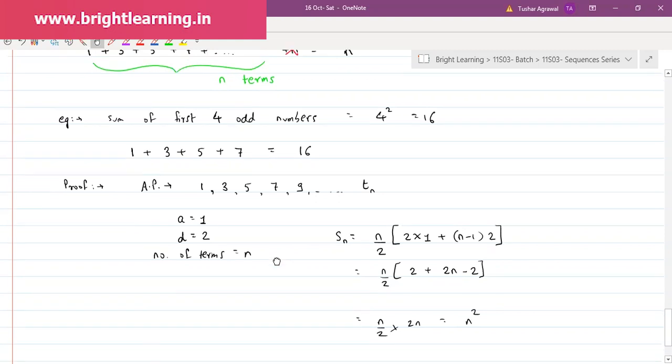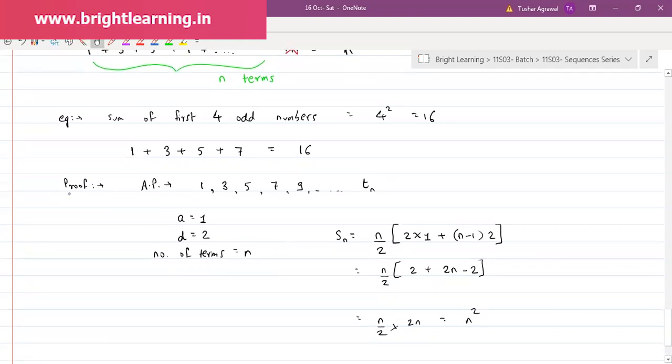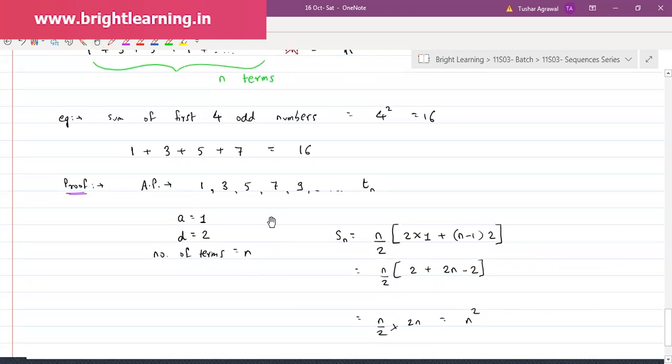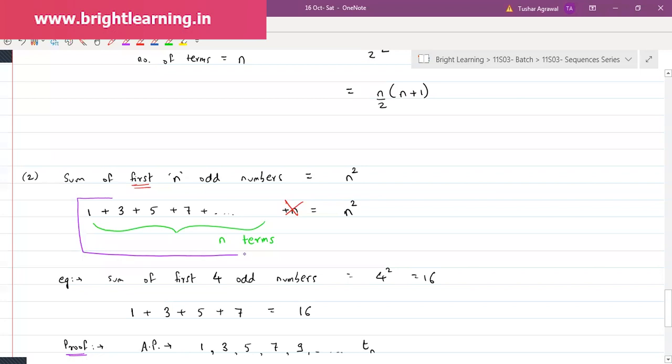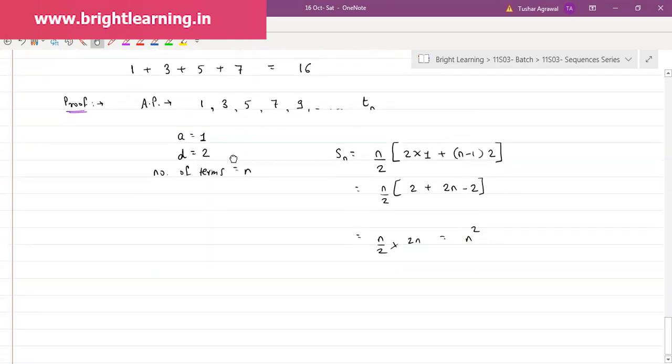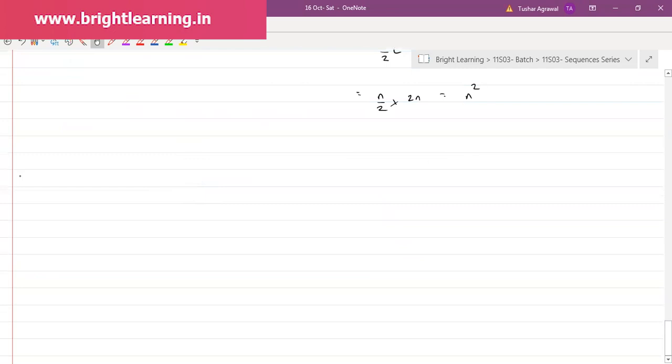Got it? Is the proof also clear? Yes, sir. So this is the second property that we have. 1, 3, 5, 7, 9, not up to n, but to n terms. This will be equal to n square. The third one that we have is sum of first.